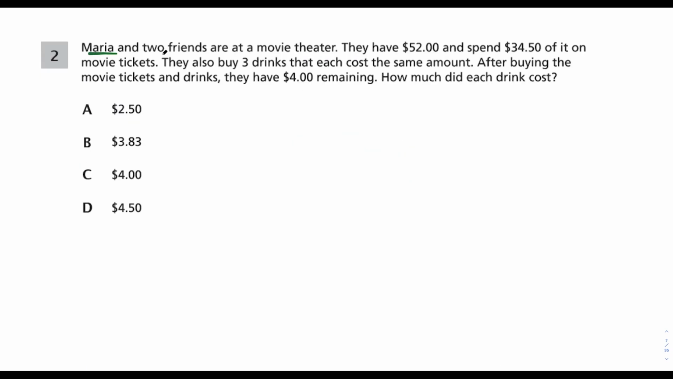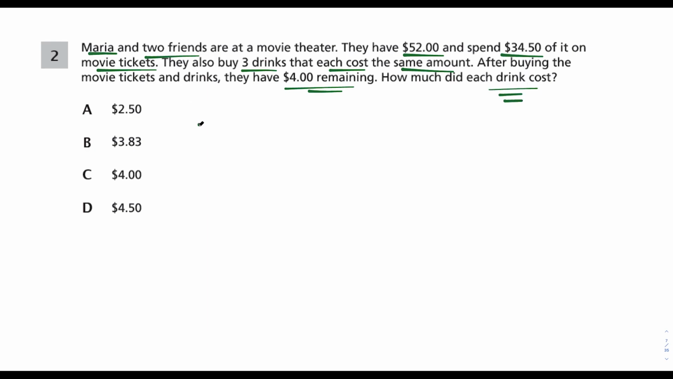Question 2. Maria and two friends are at the movie theater, and they have $52 to spend, and so far they spent $34.50 on movie tickets, and they bought 3 drinks that each cost the same amount. And after buying the movie tickets and drinks, they have $4 remaining. So we want to know how much did each drink cost. Okay, so that's the actual question.